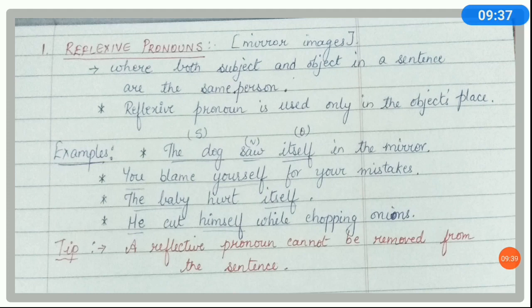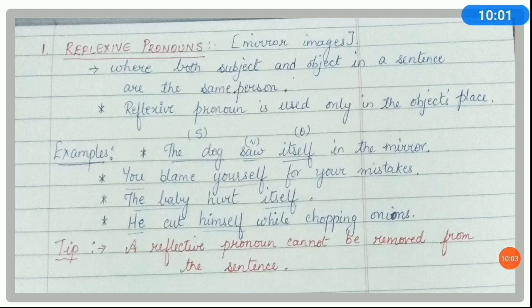Itself, its own image. Instead of its own image, we can write it as itself. The dog saw itself in the mirror. You blame yourself. So what is happening here in these sentences? The subject, the verb, and it is immediately followed by the reflexive pronoun, which is itself, yourself, and similar pronouns.